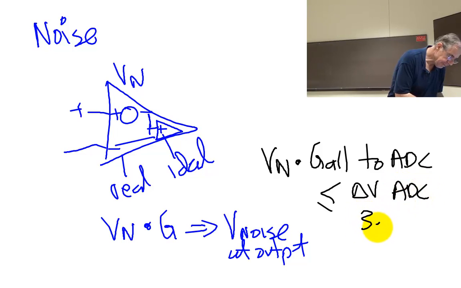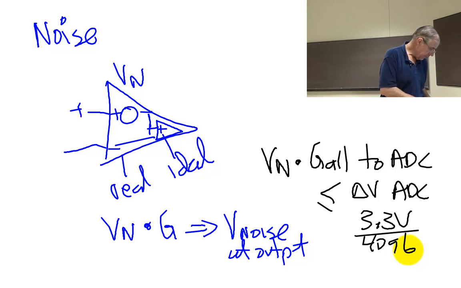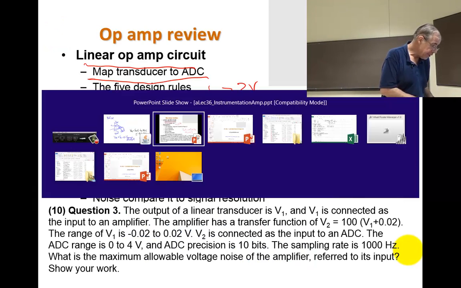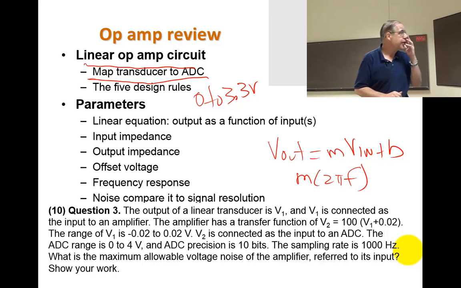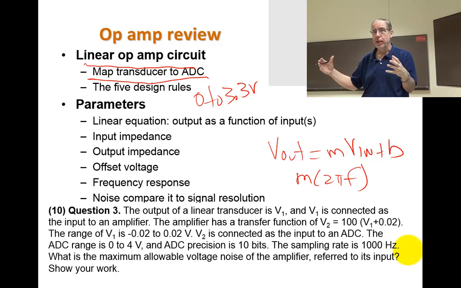In other words, 3.3 volts divided by 4,096. Okay? And if I want lower noise, I'm just going to buy a better op amp. Let me do one more thing before we get to instrumentation amps. And now I'm actually going to do an exam question. This came a couple of years ago, exam 2.